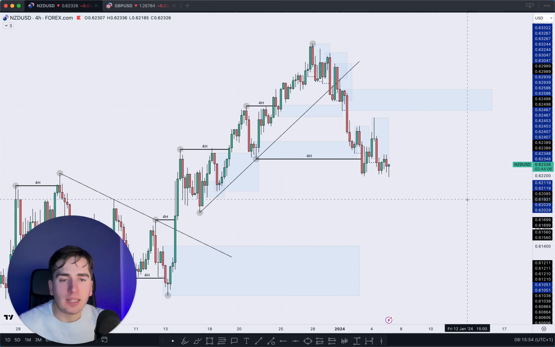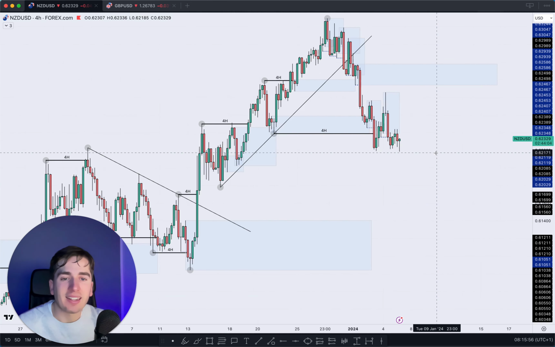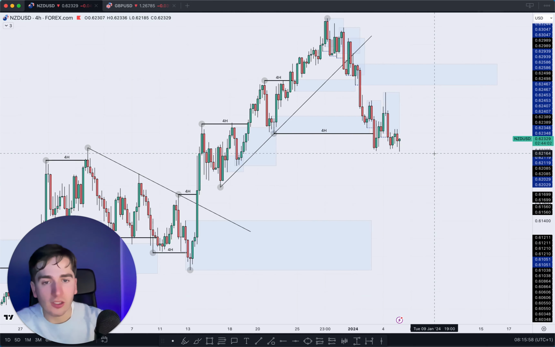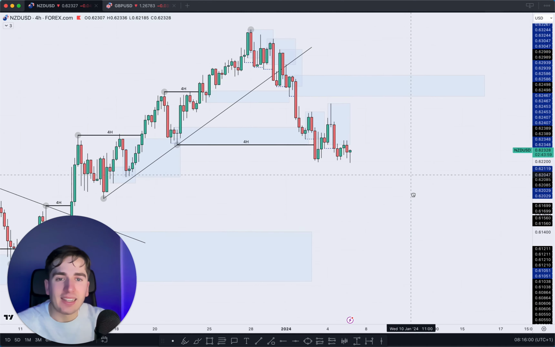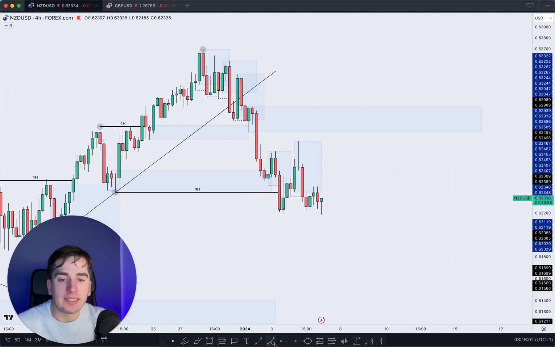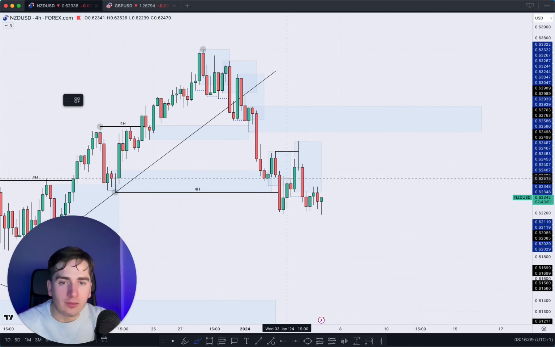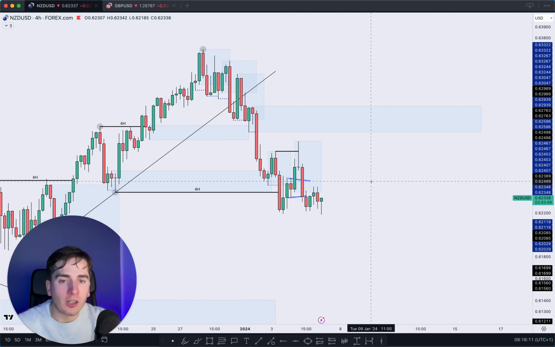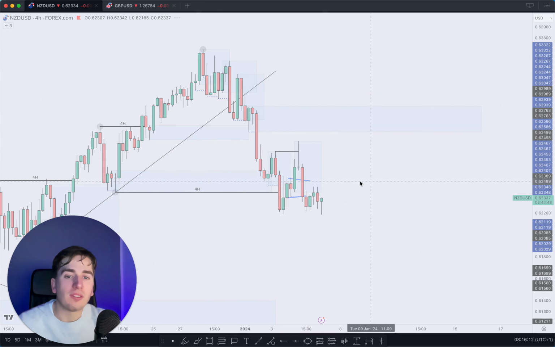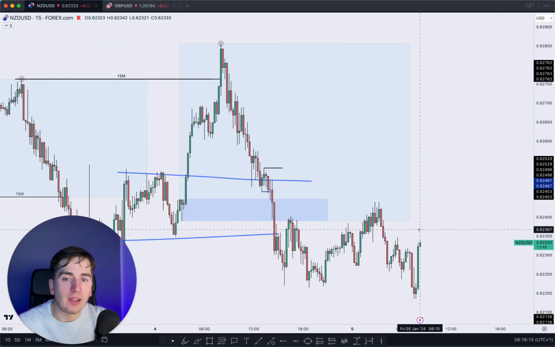So NZDUSD, what you can see over here, again, this is kind of January markets. Markets are still trying to, let's say, get some volume in. What you can clearly see is pretty much just manipulation all over the board. So we broke this fractal high. After that, I was looking for a long from this area of demand on the 15-minute, but the 15-minute didn't really provide me with any long opportunity.